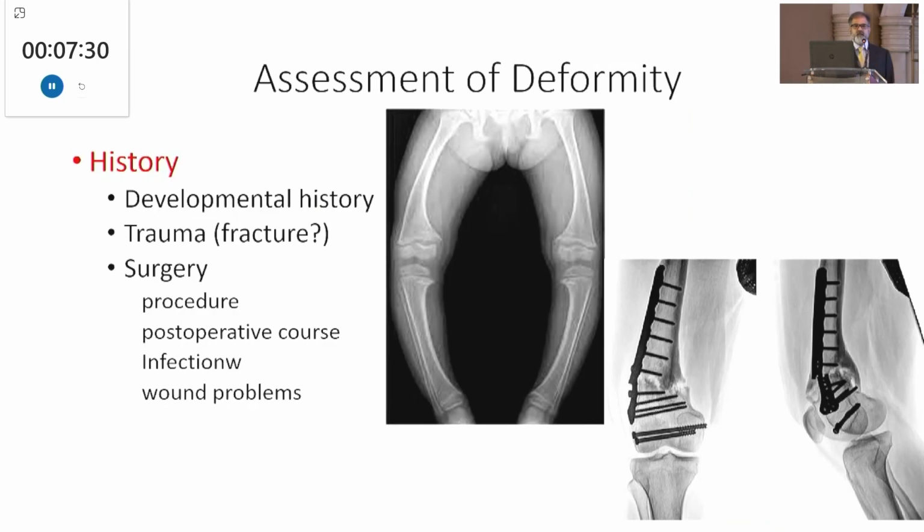Now, when we start assessing these patients, start with a detailed history. There's no harm in asking a 65-year-old about how the childhood was, because it could be that they had the deformity right from birth or early childhood. You need to know about any history of trauma, any sort of surgery that was done to them, what procedure was done, whether there was any post-operative issue, infection being one of them, any wound problem, because that's going to direct you as to what you're going to do when you treat them.